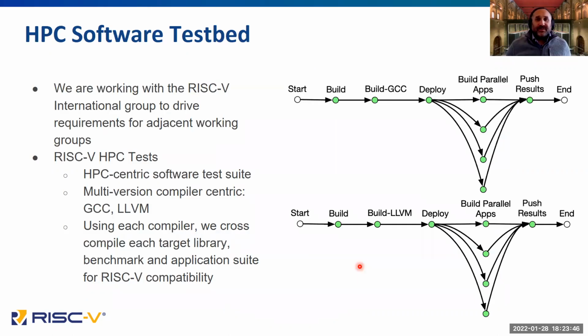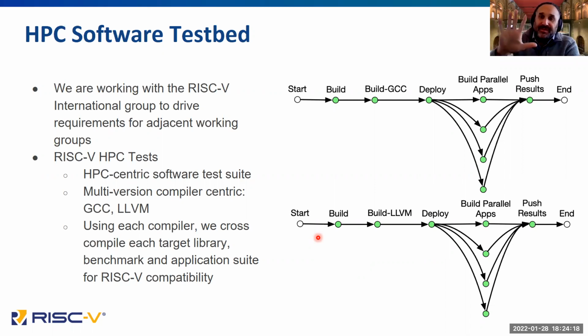In the software testbed, working within the confines of RISC-V International, we've created a Jenkins pipeline, and it's pretty straightforward, right? We have a couple of them, one for GCC and one for LLVM. These pipelines are just doing two things. They're testing the compiler itself, and testing what the compiler can do. So over time, we can do different revisions, versions of the compiler, as well as different versions of the library.